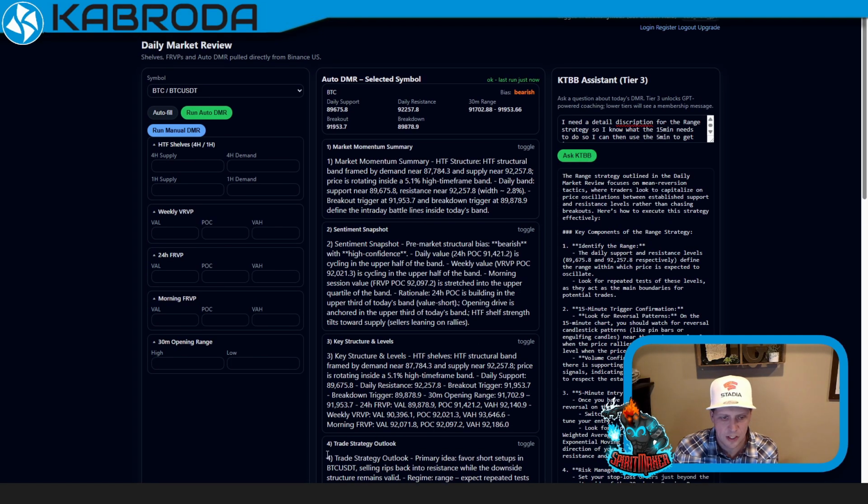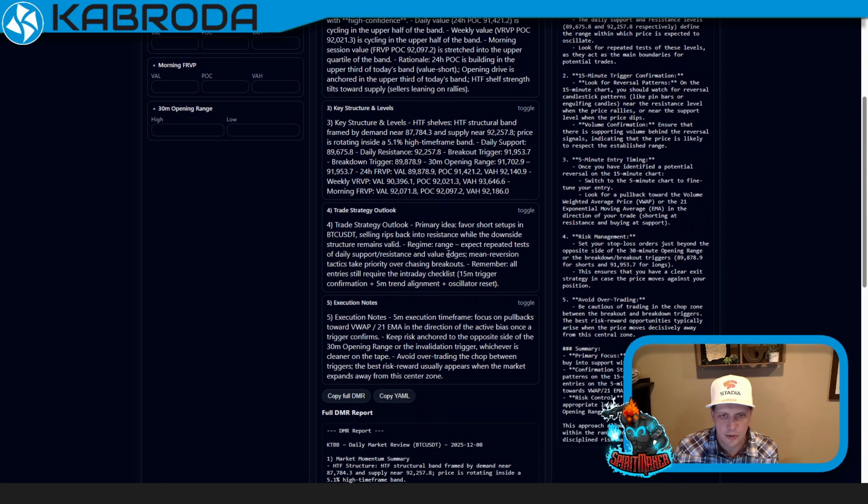So if I went back down to that strategy trade outlook, it's on a primary idea, and it's right through here. It's saying it's favoring short setups in the BTC, selling rips back into the resistance while the downside structure remains valid. Basically, it's talking about an expected repeat test of the daily support and resistance and value edges. So this is just a mean reversion tactic, taking opportunity after over-chasing the breakout.